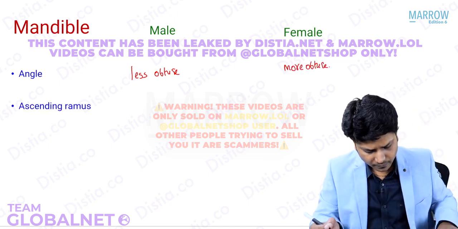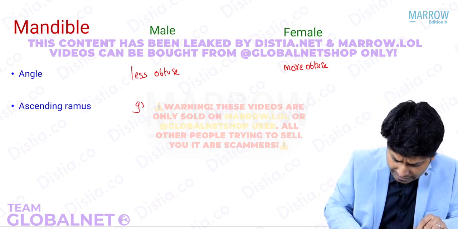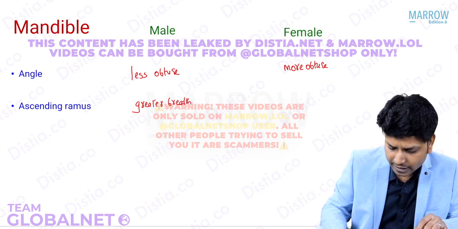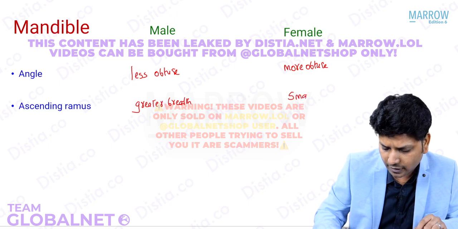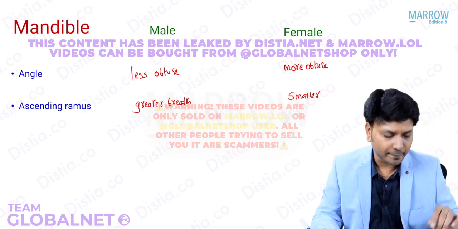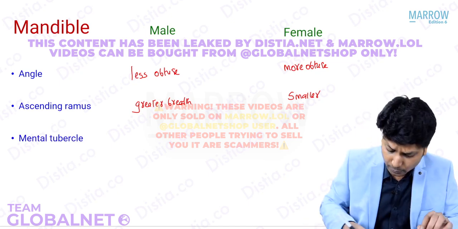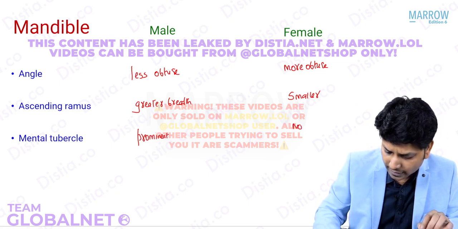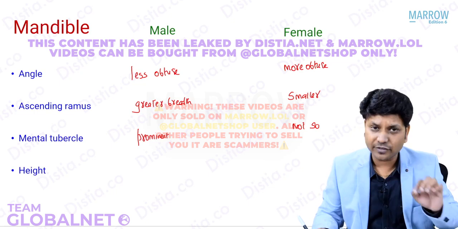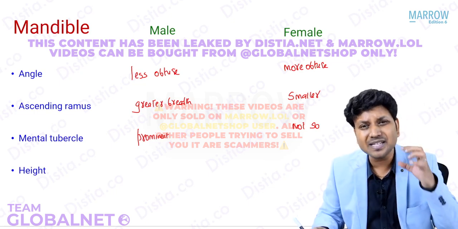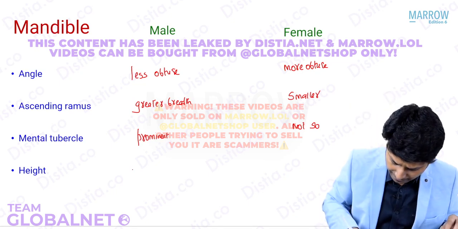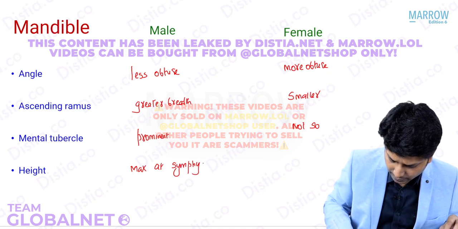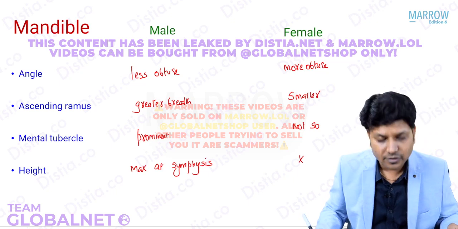Ascending ramus is of greater breadth. You can see a wider one in case of male mandible, whereas it is not so, it is smaller breadth in case of female mandible. Mental tubercle is prominent in males. It is not so in case of female. Look at the height of the mandible. The height of the mandible will be maximum at the symphysis, this area. Only in the symphysis it is of maximum height. It is not so in case of females.